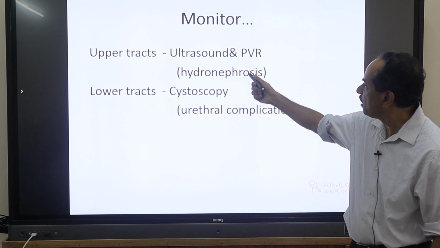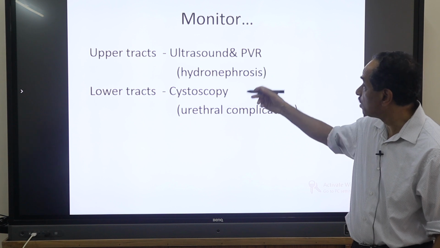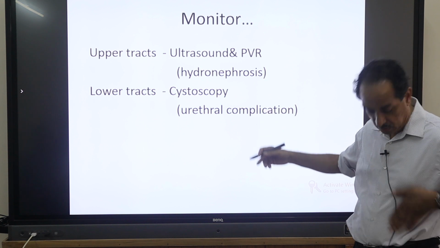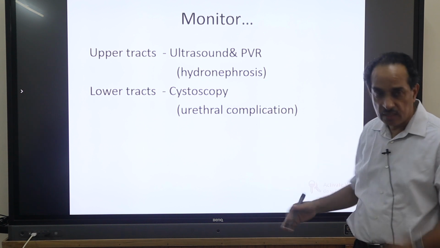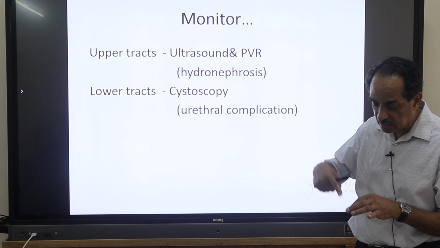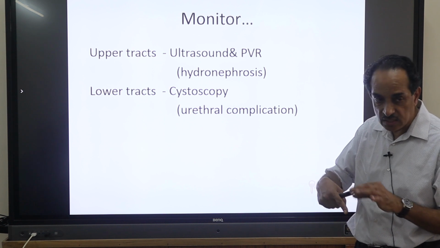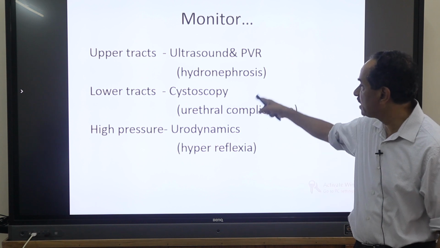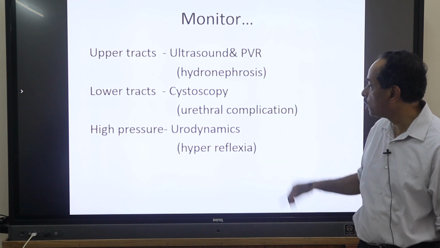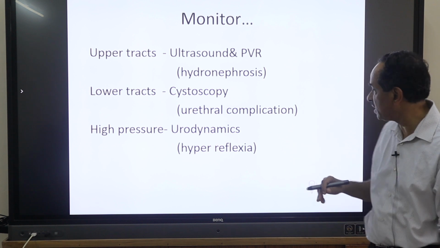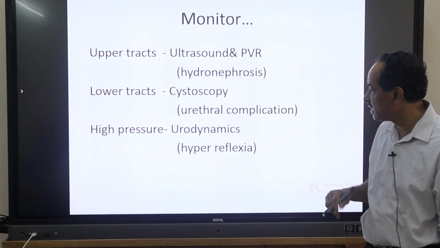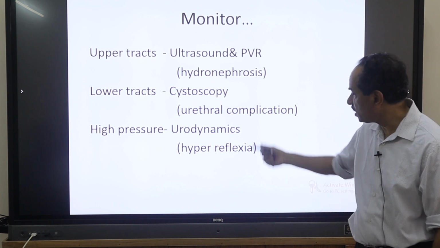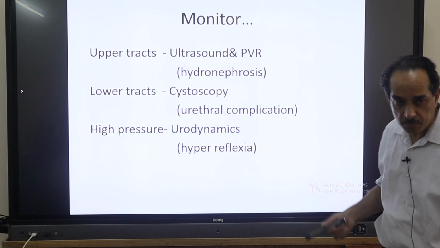So the upper tracts you look at with ultrasound, post void residual urine, hydronephrosis. The fluid is not flowing across into the bladder. The ureter enters the retroseptum at a particular angle, and there is a lot of muscle there, so you have to see whether hydronephrosis is there. For the lower tract, you can see visually by cystoscopy and look at urethral complications. And high pressure: what is the pressure? You are always worried about the pressure in the bladder, and that is seen by the urodynamic pressure changes.